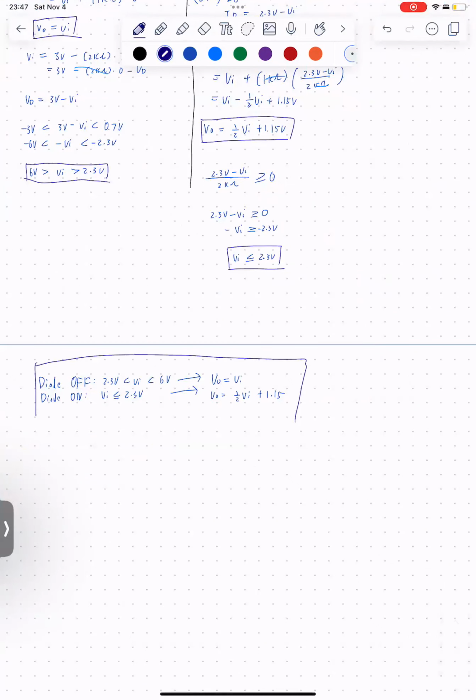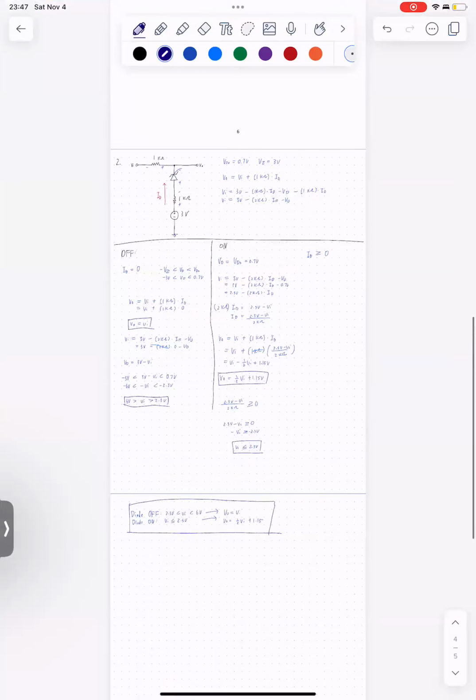So this is what we found today. Yeah, so that's how you would do question 2. A brief recap: we first analyzed the circuit, and then we made two assumptions. We first assumed the diode is off, expressed V out in terms of VI, and found the range of VI when the diode is off. Then we assumed it's on, found V out in relation to VI, and then the range of when the diode is on.